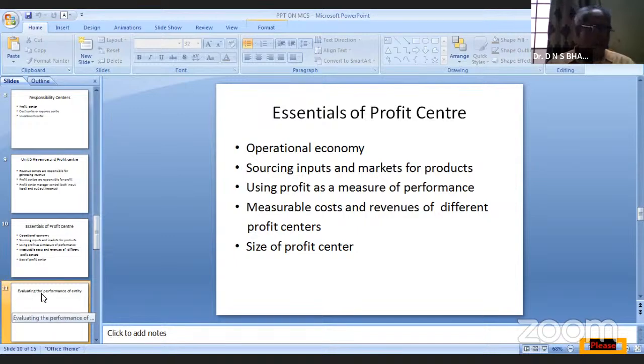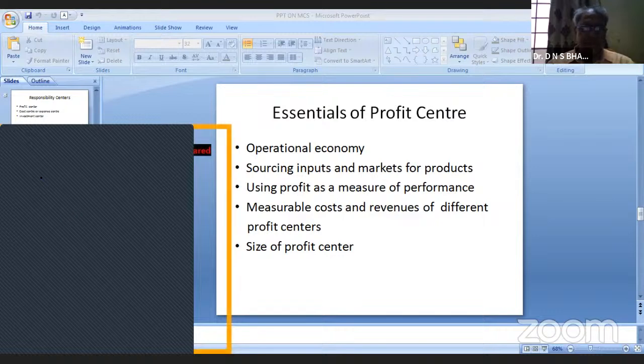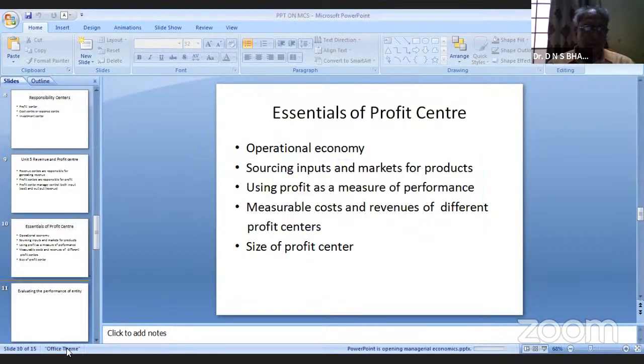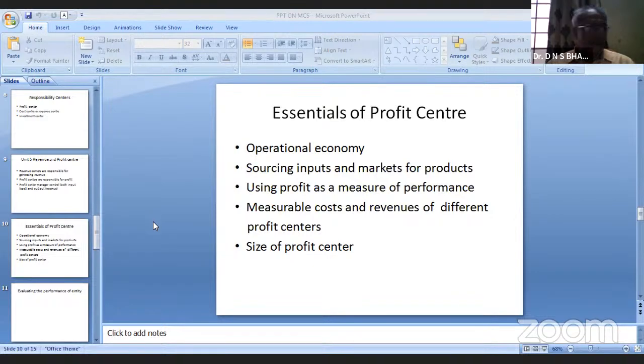Short question 5.5, paragraph number 5.5, page number 68. How to differentiate between profit center and business unit? Business unit basically tells us about the overall organization structure, whereas the profit center is a sub-component part of the entire business unit.